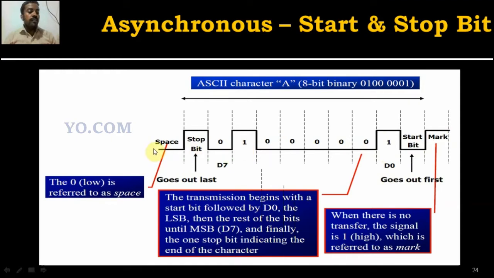Then space, okay, the low is referred to as a space. So this is one frame. One frame contains one start bit, one stop bit, then data bits. If the data bits are 8 bits, it means we have 8 different bits. If it is stop bits, it means we have different stop bits.